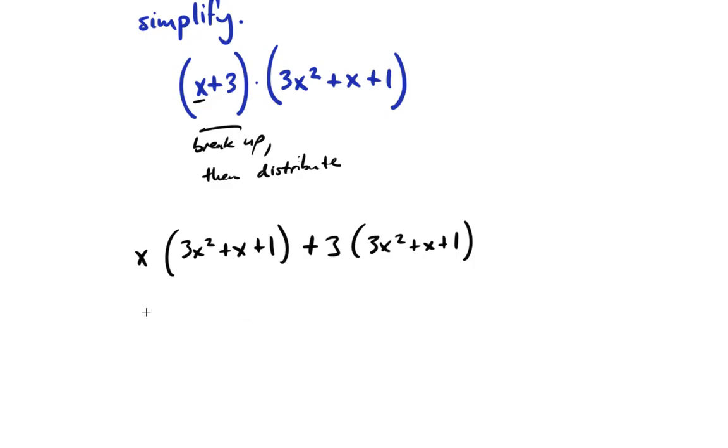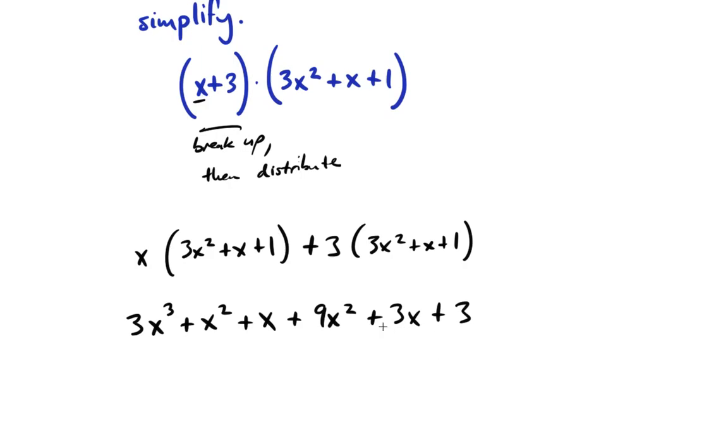if we have any. So first, let's think about what happens when we multiply x times 3x squared. That 3 doesn't change, and then x times x squared is going to give us a total of 3 copies of x, so 3x cubed. Similarly, x times x is going to give us x squared, and x times 1 is of course just going to be x. Now we move on to this one where we distribute the 3. So 3 times 3x squared is 9x squared. Then 3 times x is 3x, and 3 times 1 will be 3.